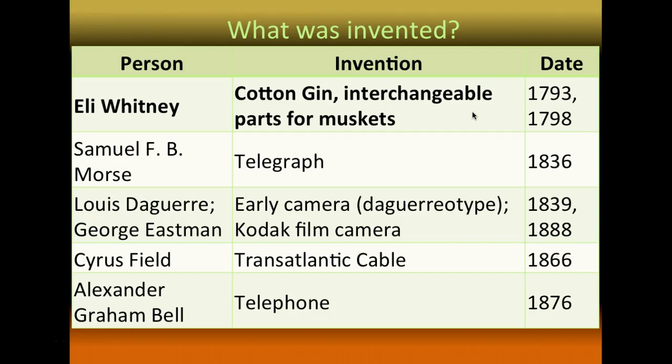The telegraph by Samuel Morse, who also invented Morse code, very helpful for secrets during wars. An early Kodak film camera was invented. The transatlantic cable was invented in the mid-1800s, and that allowed information to travel and news to travel across oceans, which is unreal to think about. And then Alexander Graham Bell invented the telephone in 1876. Really nice to be able to communicate without sending a letter that would take 3 or 4 weeks to get somewhere.